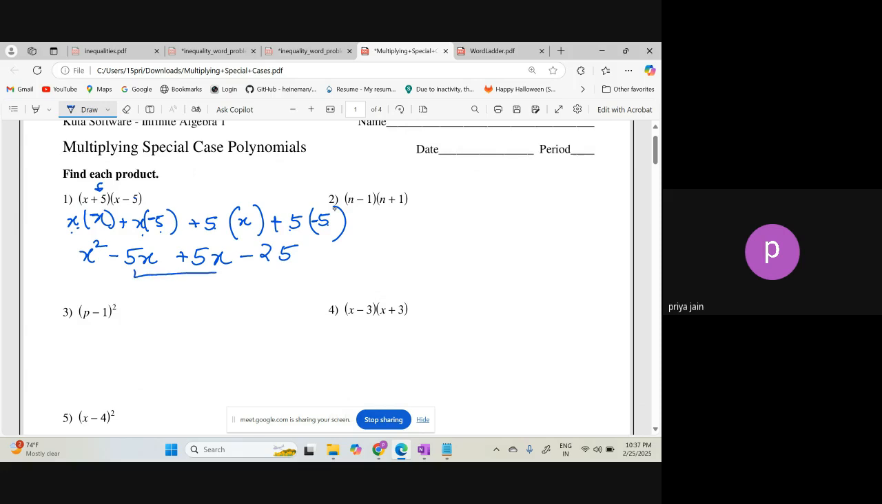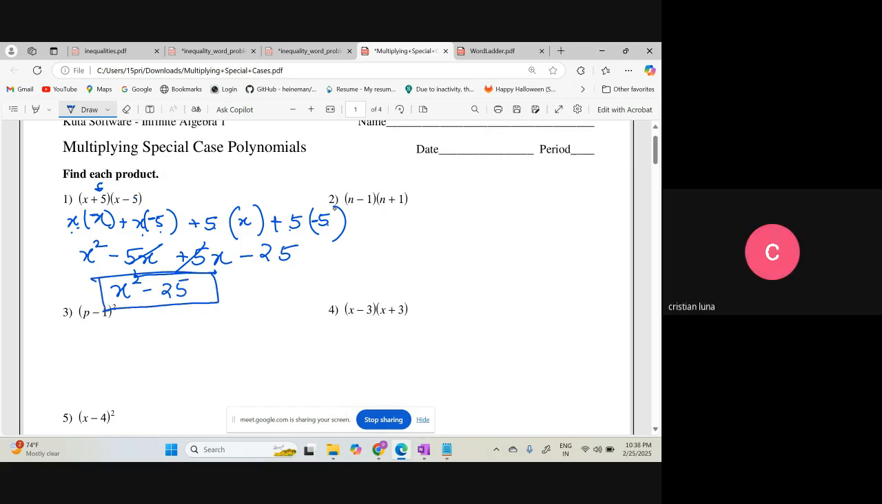Now I can simplify these two because these are like terms, right? Like terms means when I have x and x, I can simplify them, but I cannot simplify x squared and 5x. These are two different terms. Even a slight variation in the variable makes them different. So positive 5x and negative 5x would just be 0. So x squared minus 25 is my final answer.